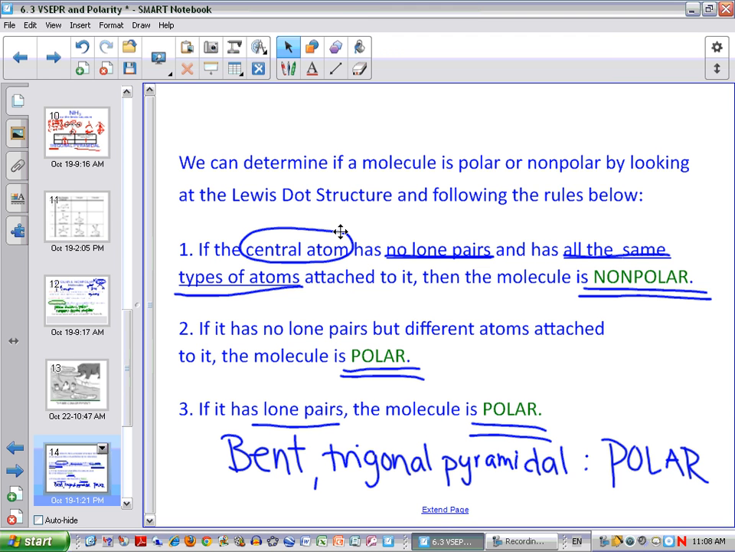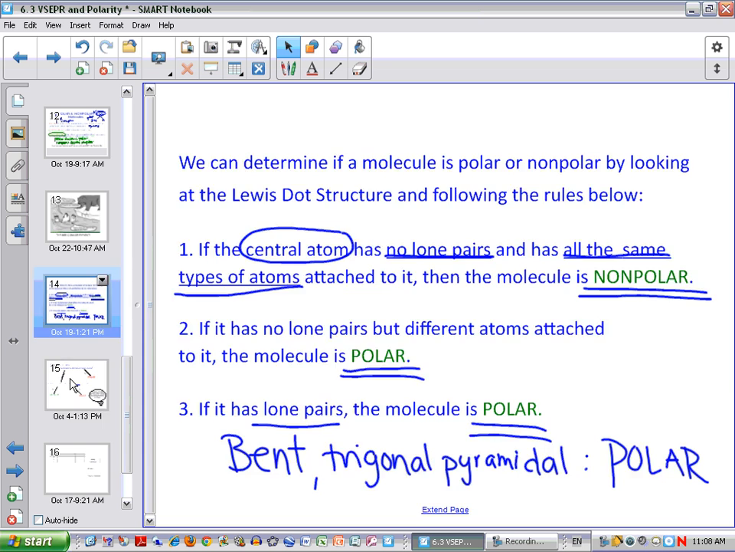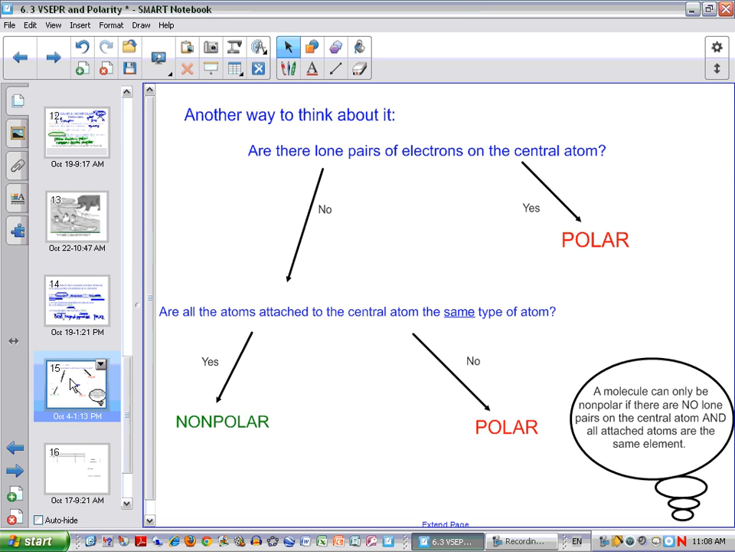First, look for lone pairs. If there are some, boom, polar. If there aren't, is everything attached the same? If so, it's going to have that symmetry and be nonpolar. But if everything attached is not the same, it's going to be polar. And here's a little flow chart that gives you the same thing. Are there lone pairs? Yes, polar. If no, you come down here. Is everything attached the same type of atom? Yes, nonpolar. No, polar. So a molecule can only be nonpolar if it has no lone pairs and everything attached is the same.